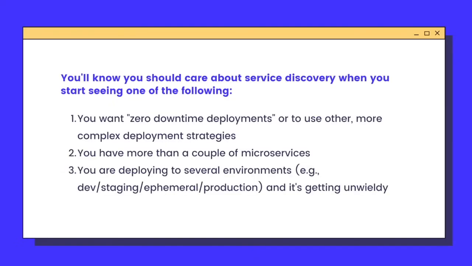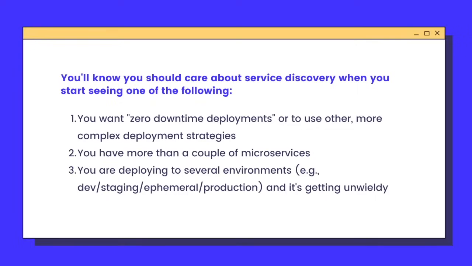But you'll know that you need to start caring about complicating your service discovery when you see one of the following. So you need zero downtime deployments. You can't hard-code things like this if you want to do rolling deployments, because you can't easily automate where the arrows point to. You can't automatically change the IP address if you're doing such a simple deployment strategy, for example.